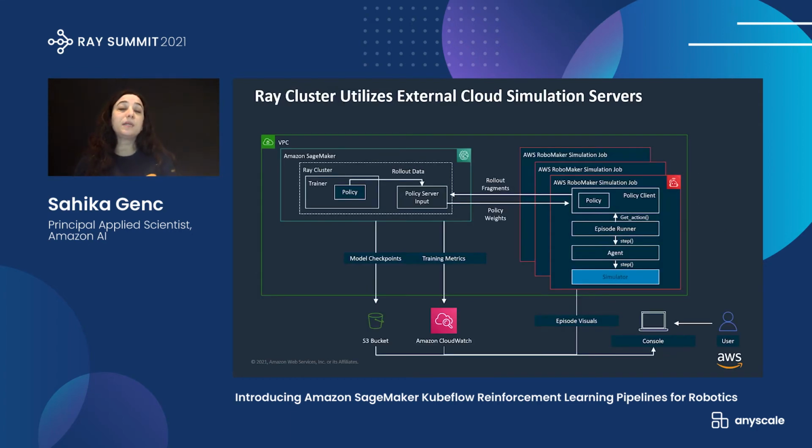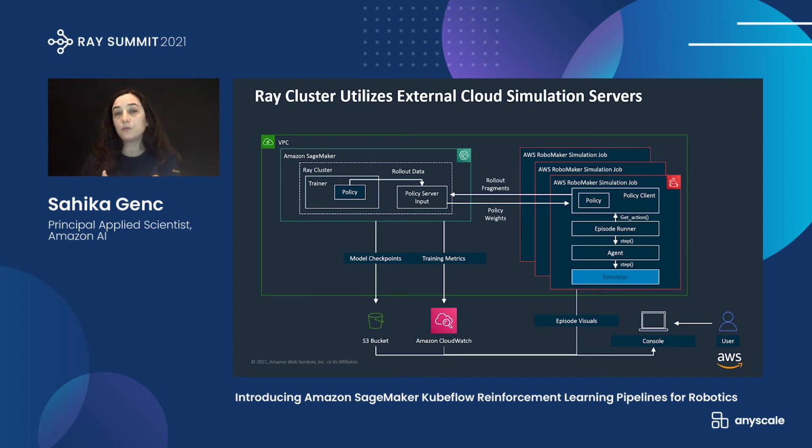So let's take it one step deeper and look under the hood of AWS SageMaker and see how it uses Ray and RLlib in order to train the reinforcement learning agent. On one side, we set up a Ray cluster in Amazon SageMaker, and we create a policy which is going to be our trainer, and it's going to create rollout data and push that into the policy server input. And then this policy server input is communicated to the AWS RoboMaker, which is our simulation environment.